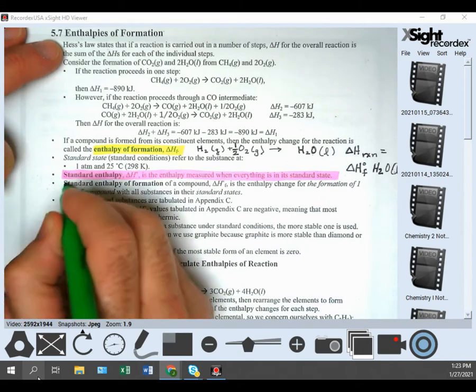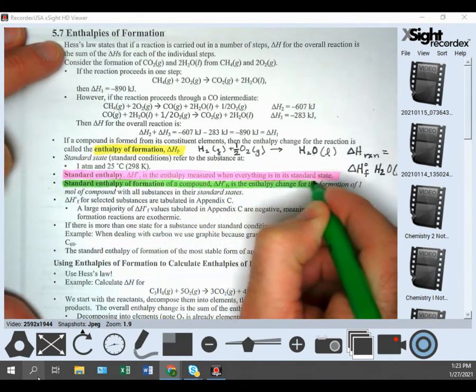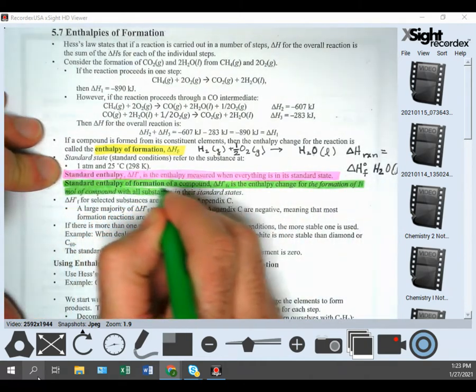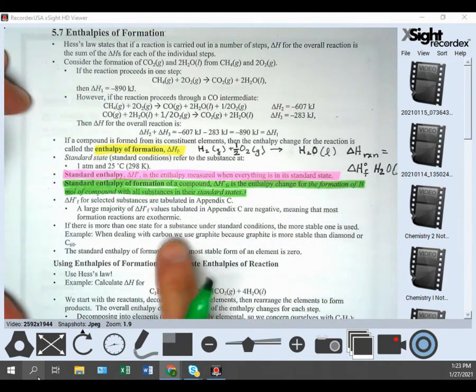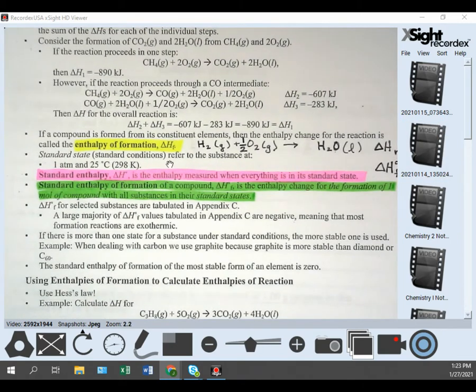The standard enthalpy of formation of a compound is the enthalpy change for the formation of 1 mole of a compound with all the substances in their standard state. So basically, the green highlighted one is a combination of the yellow and the pink, putting these two ideas together. The enthalpy of formation and the standard enthalpy, you're putting them together, and it's standard enthalpy of formation. It's the enthalpy of formation when everything is in its standard state. Okay?